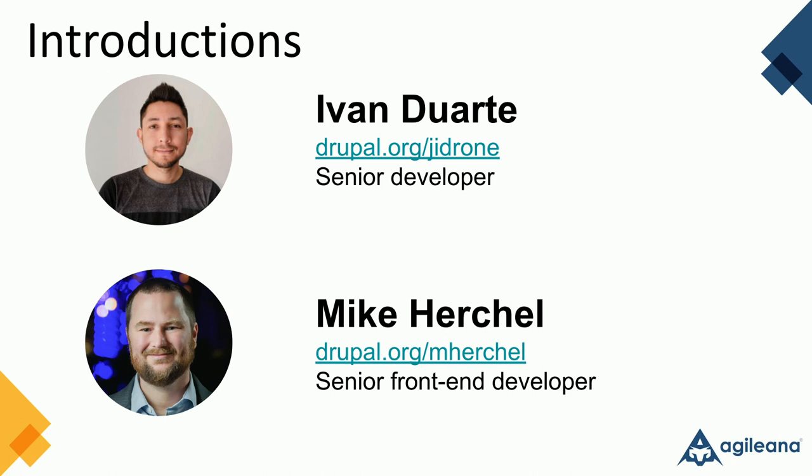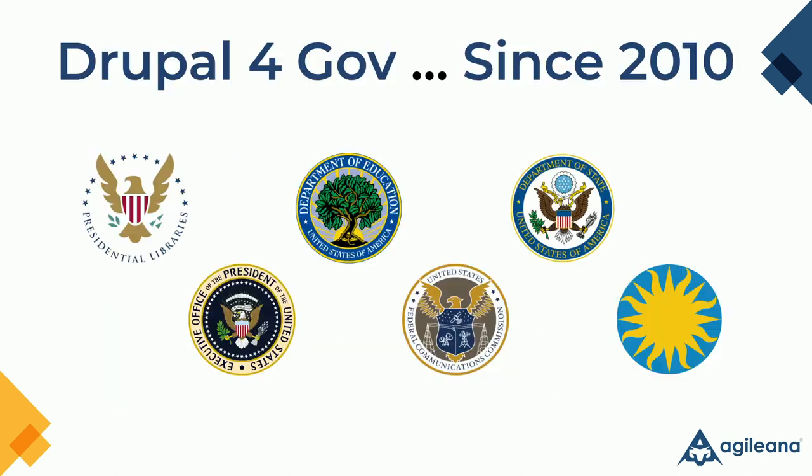And my name is Mike Herschel. I'm a senior front-end dev at Nagelina. I'm working on a project right now for the US federal court system where we have like 300 odd D7 sites pulling up to D10. And I also do a lot of front-end core work. At Nagelina, we've been doing government work for a pretty long time, with a lot of great organizations that we've worked with.